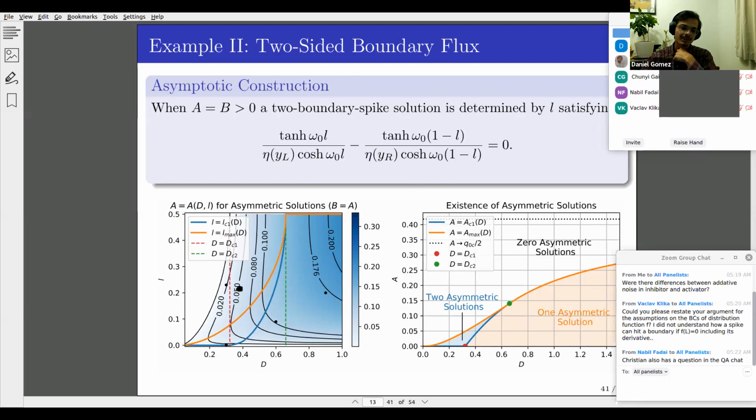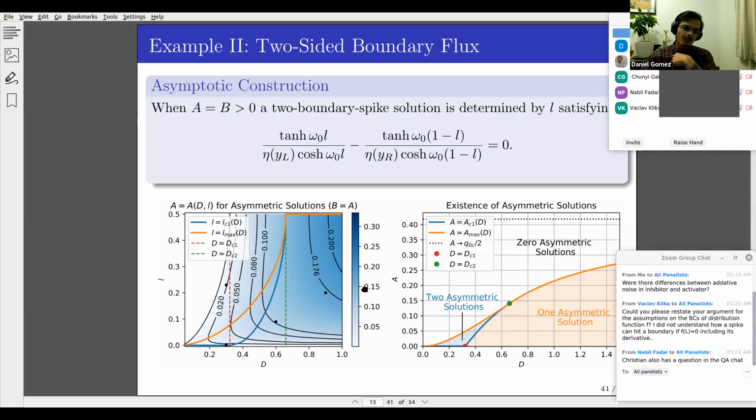What we discovered is that one of those asymmetric spike solutions is always stable. So if you're in this region in A versus D space, there are two asymmetric spike solutions, of which one happens to be stable. The other thing that we could calculate is the stability of these spikes. We found that the symmetric two boundary spike solution becomes unstable in the parameter region where only the stable asymmetric two spike solution exists.